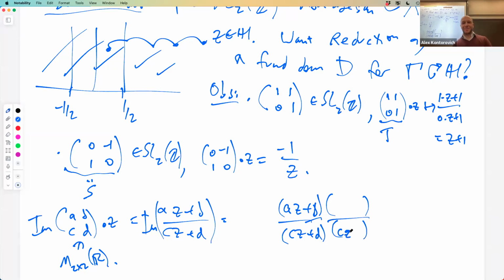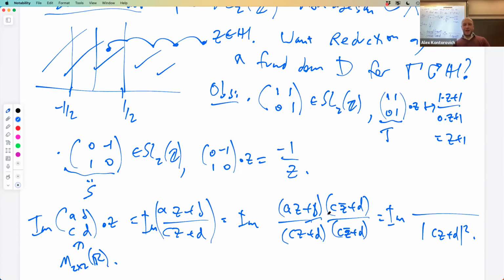Exactly. CZ bar plus D. Okay, so if I want to work out the imaginary part of this, that's not too bad. It's the imaginary part of, the denominator is now real. It's just the norm of CZ plus D squared, because I multiplied whatever this complex number is by its conjugate.